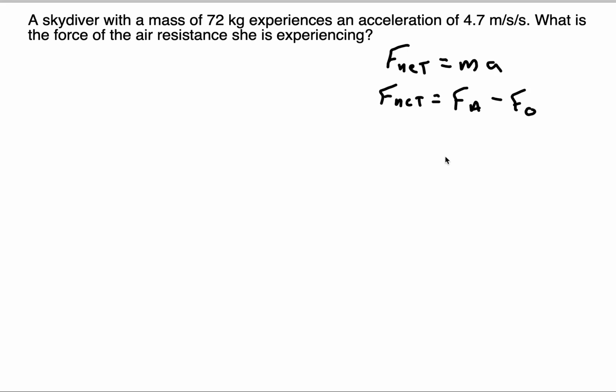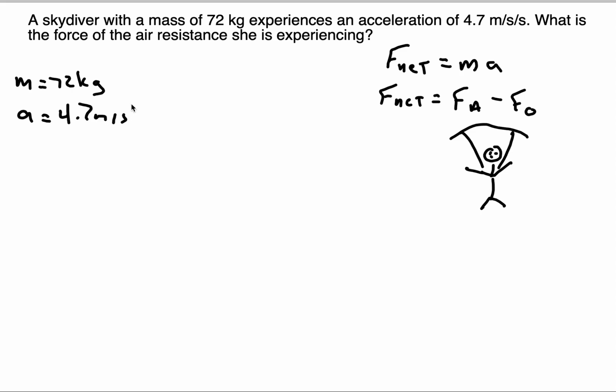Okay, so in this problem, I have a skydiver. So here's my skydiver, and maybe they let their parachute out already. The skydiver has a mass of 72 kilograms. So I know her mass. Mass is 72. And I know her acceleration. Her acceleration is 4.7 meters per second squared. All right. Now, she's falling.